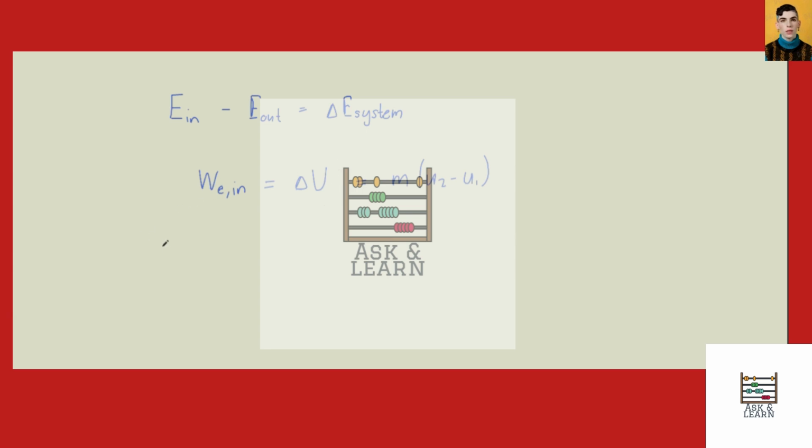Now we can also write this equation as the rate at which work is done, the rate at which electrical energy is transferred to the device, times the total time delta t. And we can write the right-hand side, m(u2 minus u1), as mc(T2 minus T1). So these two equations are equivalent. So that's our energy balance equation for the system. So the first thing we'll do is find the final temperature.